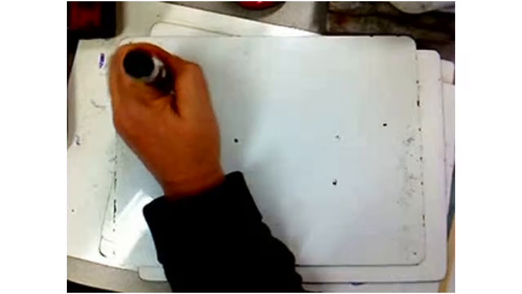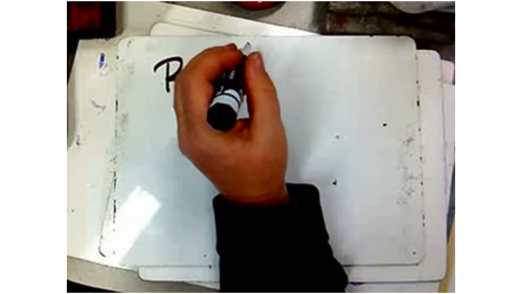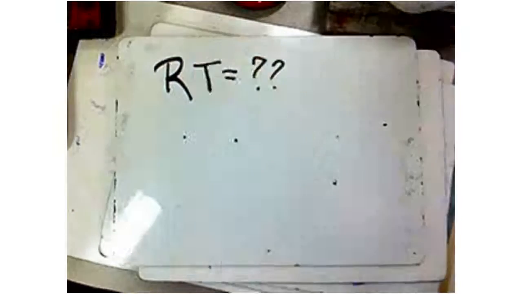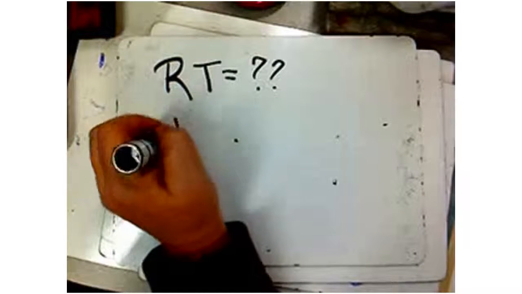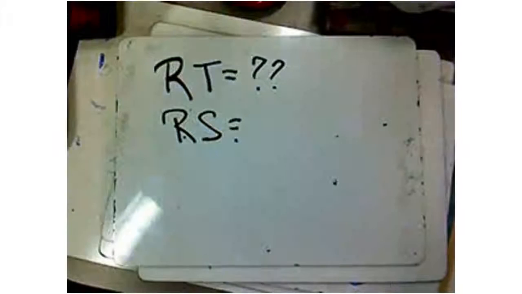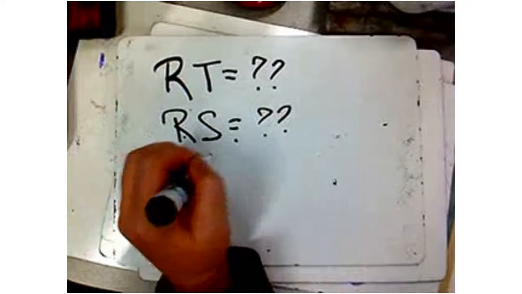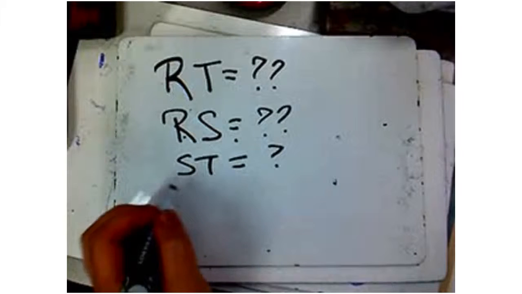Let's try another one. Go back to your line. RT equals 5,348,595. Doesn't really matter, right? RT equals a crazy number. RS equals another crazy number. What is the value of ST? So how are you going to write your equation?